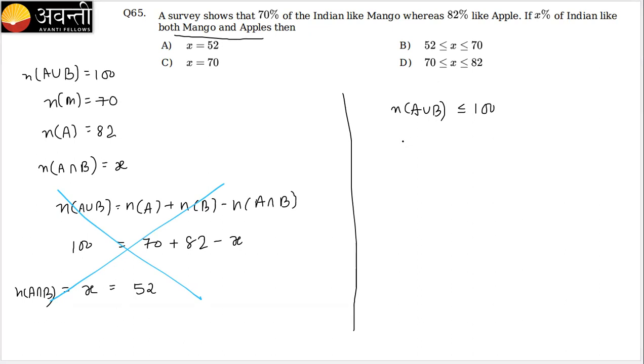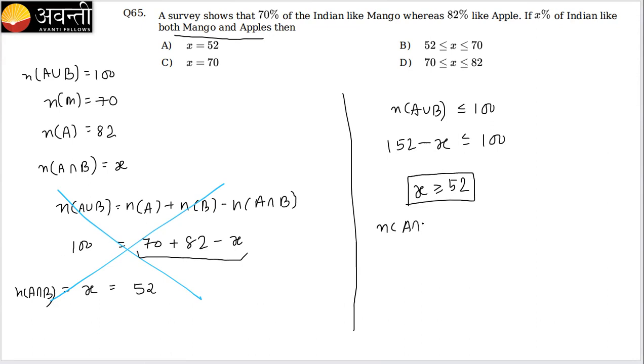So that means 152 minus x is N of A union B, right? 152 minus x will be less than or equal to 100. That means x will be greater than or equal to 52. Also, you can see N of A intersection B will always be less than or equal to 70.